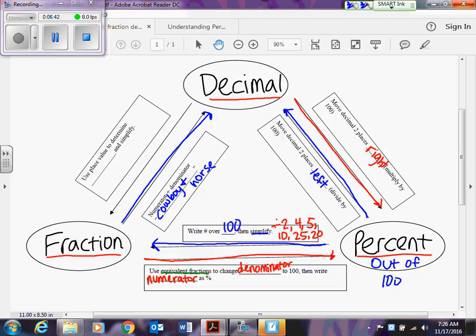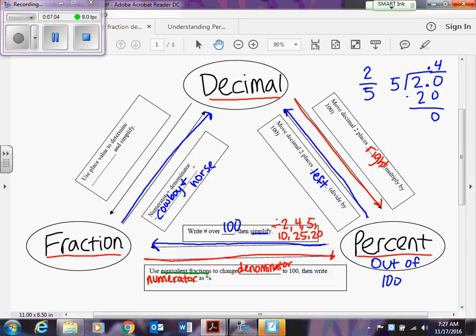Okay, so if you have the fraction 2/5, well then you're going to divide 2 divided by 5, cowboy and horse. You're going to have to add decimals and zeros. 5 goes into 24 times. So my decimal is 0.4, 4/10.